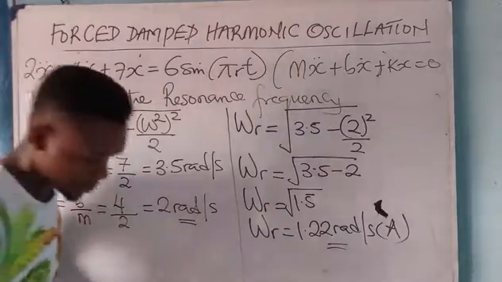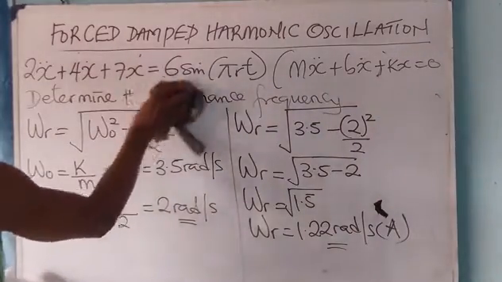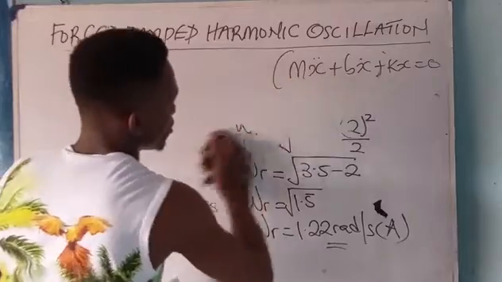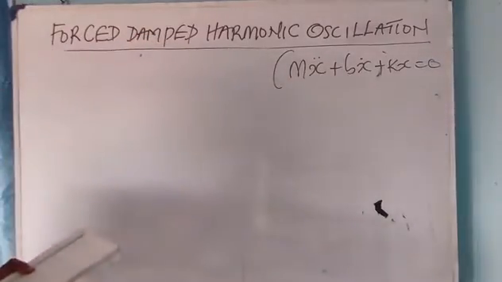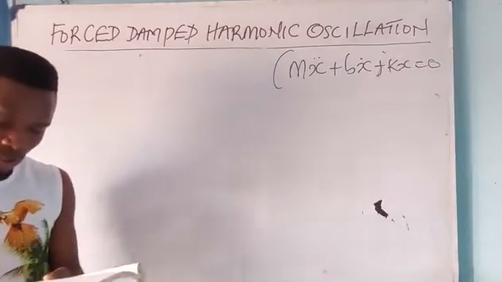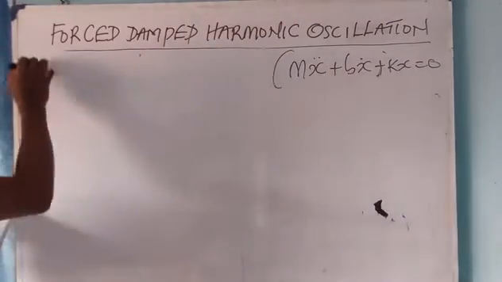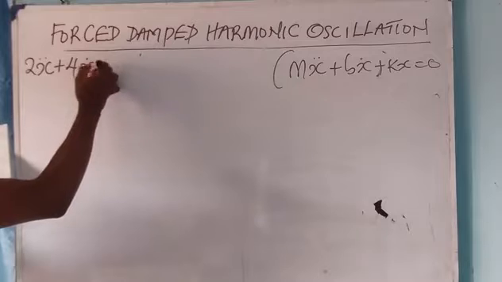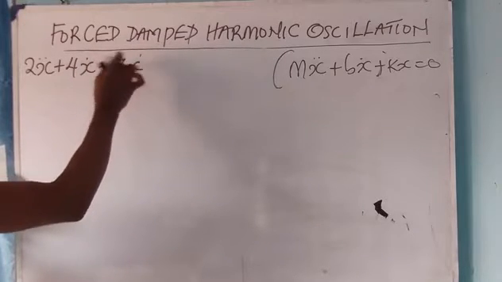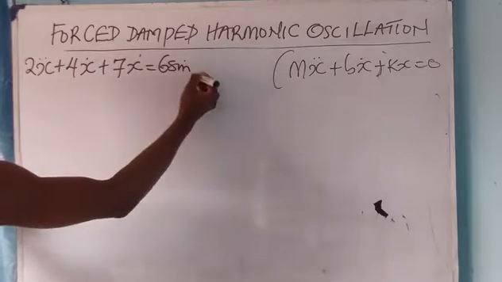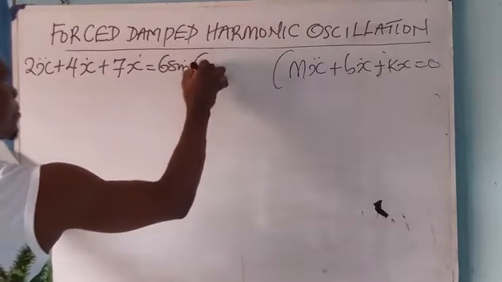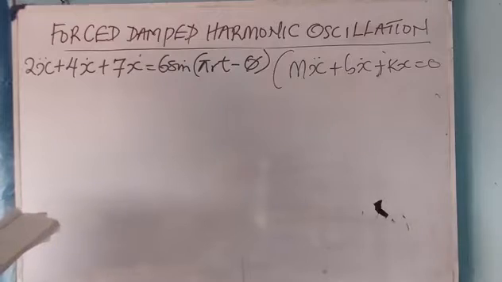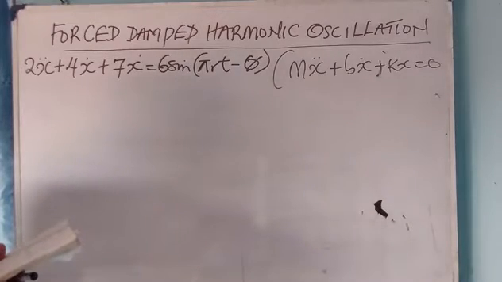So let's solve question 2. It is very, very easy. I'm leaving that one for reference sake. All right, they said the equation of motion of a particle is given as 2x double dots plus 4x single dots plus 7x equals 6 sine pi RT minus phase angle. All right, so let's do this.